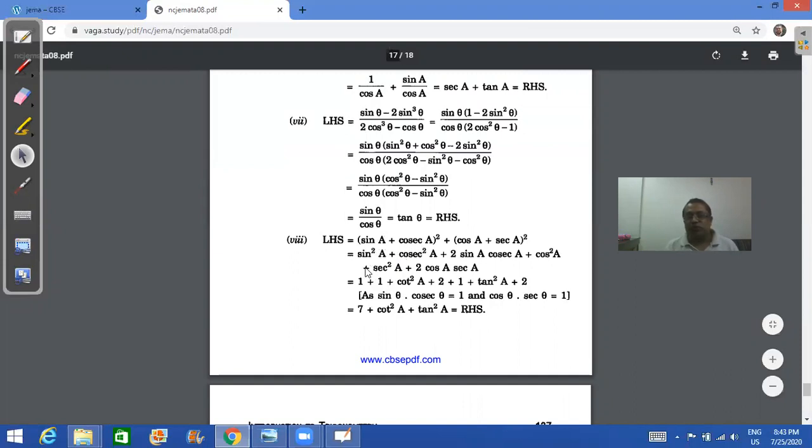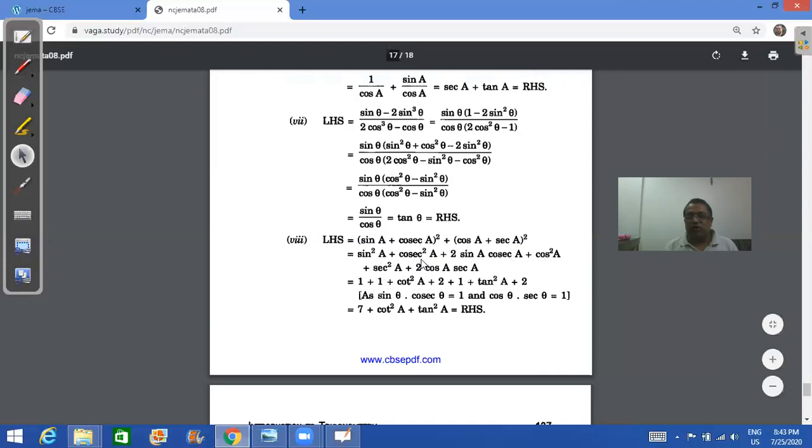So (a plus b) whole square is a square plus b square plus 2ab. Open this bracket, open the second bracket. (a plus b) whole square is a square plus b square plus 2ab. Open the second bracket as well. Now here, this is sin square theta, right? Sin square theta here, and there is a cos square theta here. So this sin square and cos square, I'll replace with 1.